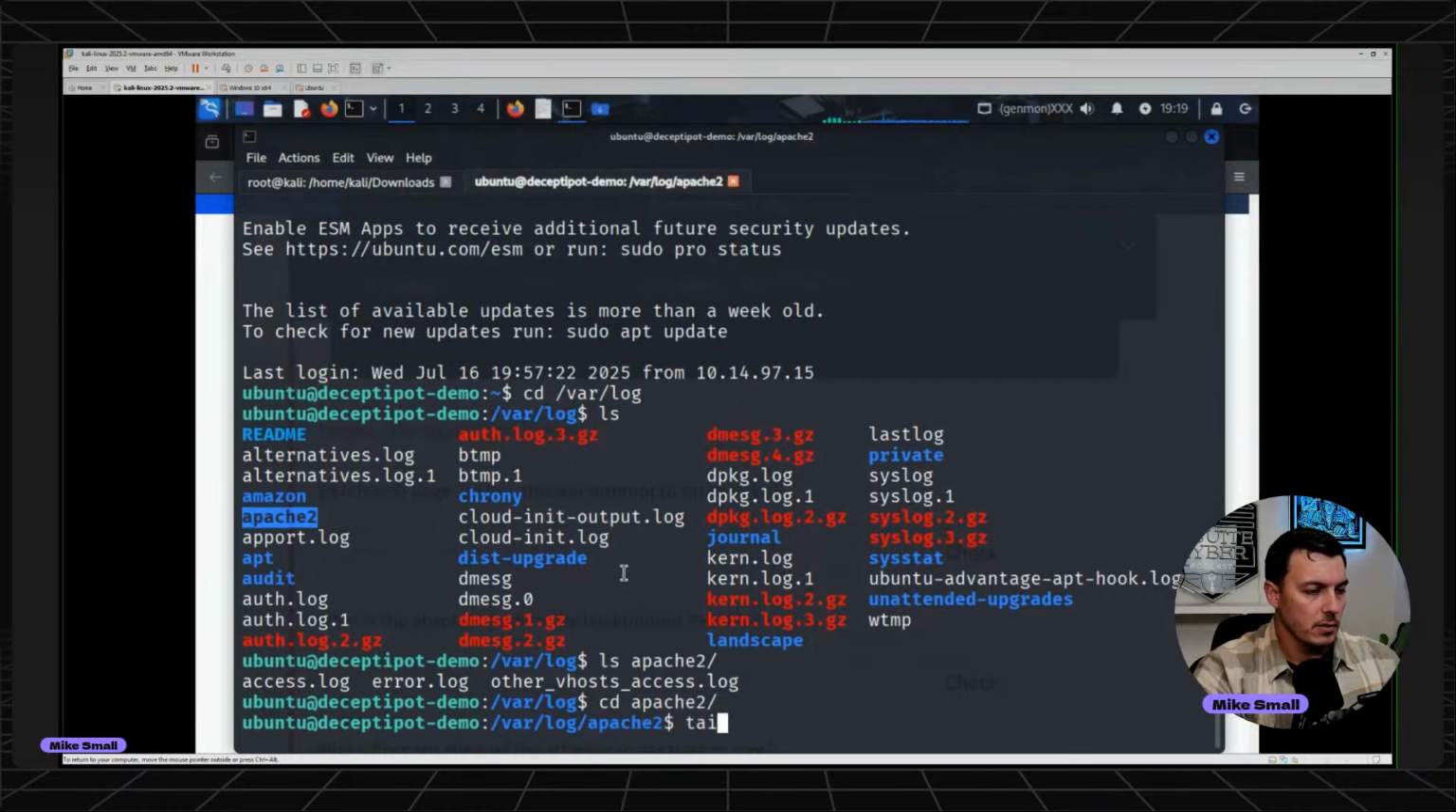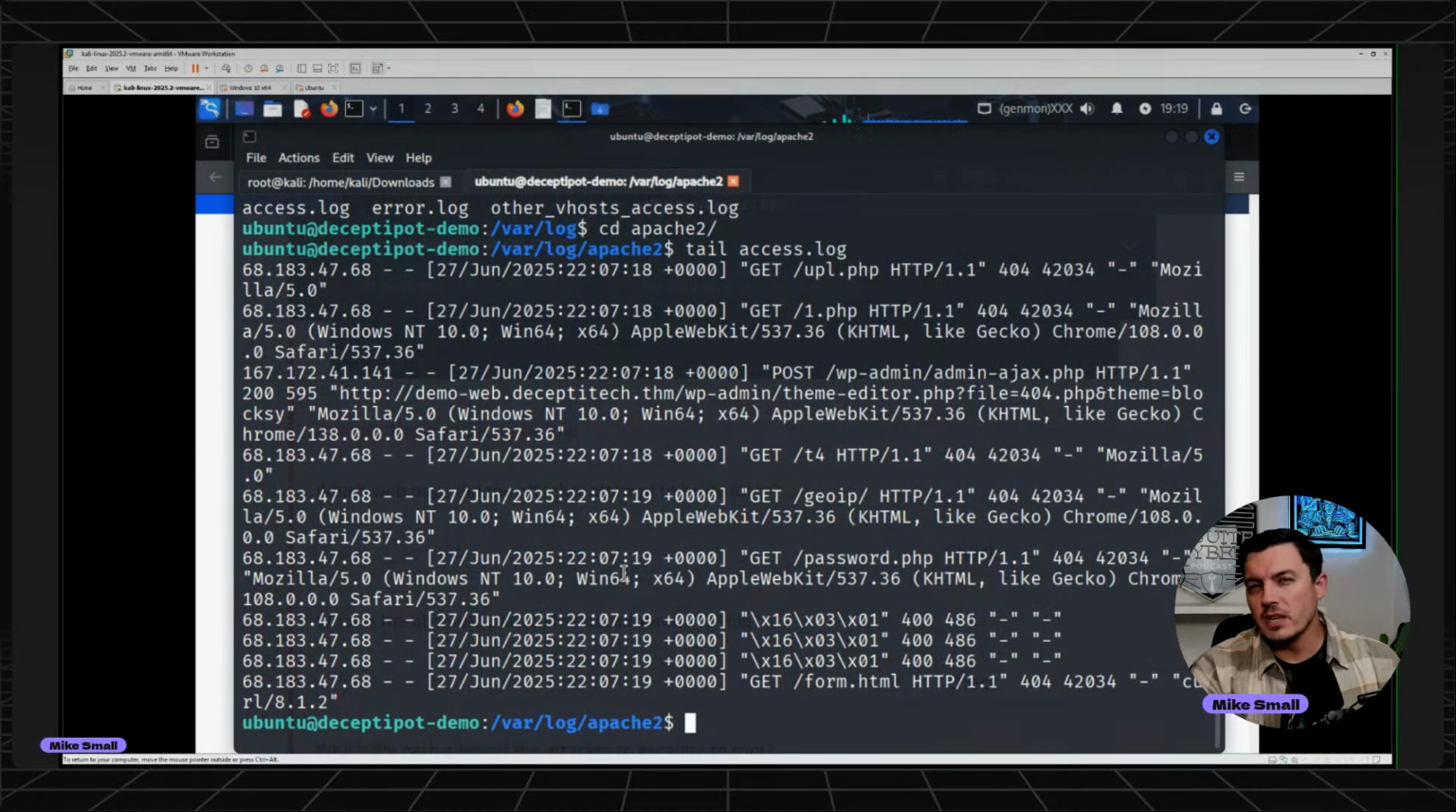All right, now we'll do tail access log. And I do tail because we don't want to look at all of them yet. We want to look at just a sample to see if this is indeed what we're looking for. And we do see some indications that this is indeed what we're looking for. We see a GET request here to a PHP file with a 404. We see some user agents here. We see another directory and file here. So we see a lot. We see some funky hex here.